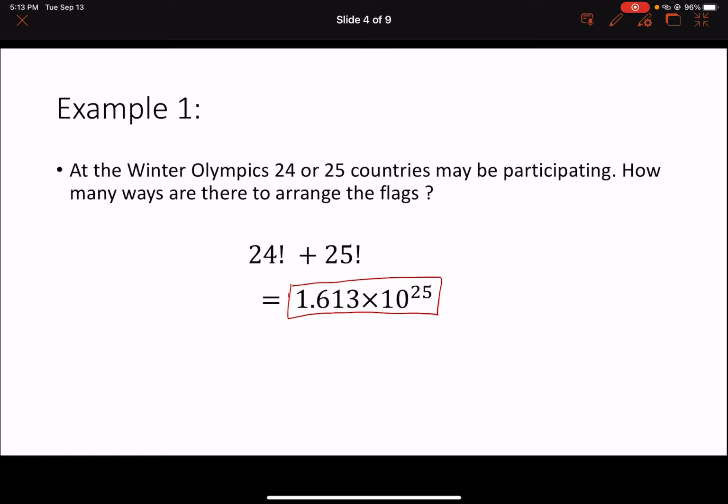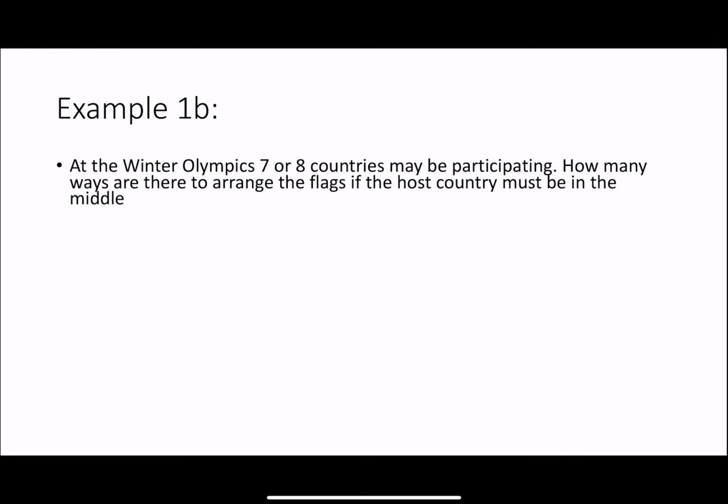There's quite a number of ways. So that's scientific notation, 1.613 times 10 to the 25, so 25 decimal places, or 26. Because having 24 and 25 are mutually exclusive events, you can add the number of outcomes. Okay, so we explained that earlier.